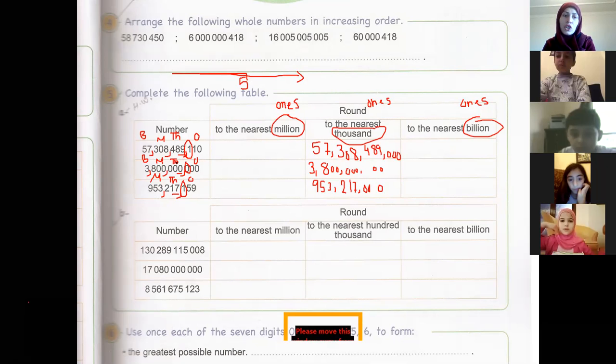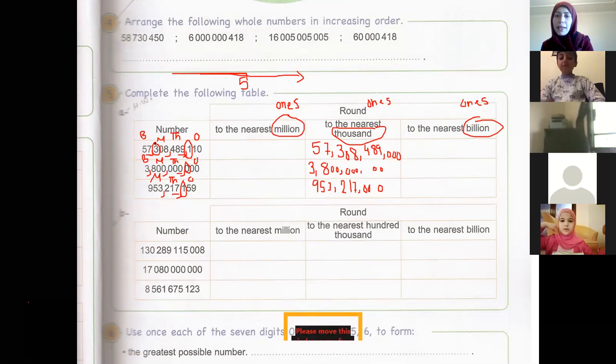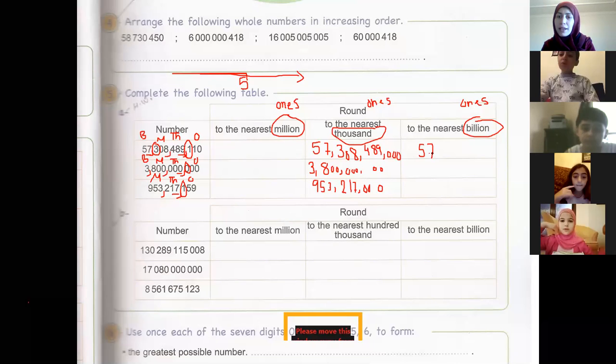Ali, round to the nearest billion. The first one. Which digit is the billions digit here in the first example? 57. Okay, now choose the ones digit. Which digit? We underline 7 and circle 3. Bravo. The 3, is it less or more than 5? Less. So what shall I do with the billions digit? Keep it the same. And all the digits to the right side of 7 will be? So 9 zeros. 57 billion. Bravo, Ali. Thank you.